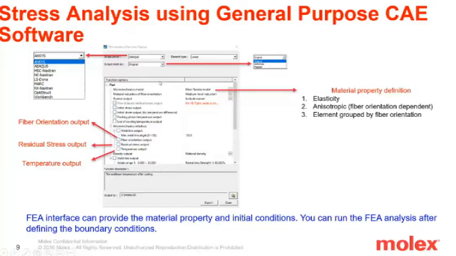Also, the elements are grouped by fiber orientation, so elements with a similar fiber orientation form a group. It will help you a lot when you run the analysis. When you have millions of mesh elements, you don't have to define the material property at each element. Also, it can export the fiber orientation, residual stress, and the temperature history. So you can play around with this if you can code it yourself or define the material property yourself.